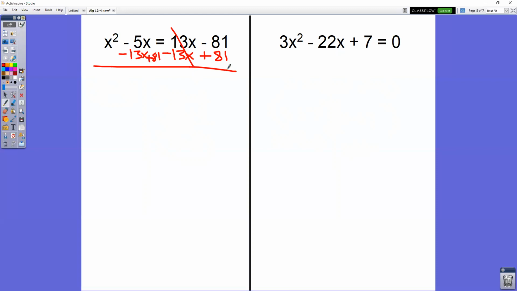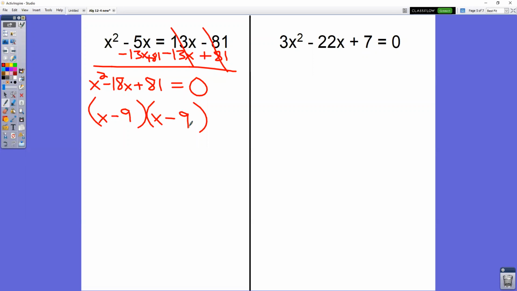Those cancel out, those cancel out. What we're left with on the right-hand side is nothing. Nothing in math is 0. So that's where we're getting our 0 from there. So on the left-hand side, we have x squared minus 18x plus 81. This is where we want to do reverse FOIL. What times what is 81 that adds up to negative 18? Well, this would have to be a minus 9 and a minus 9.